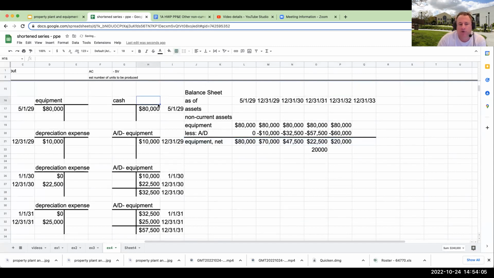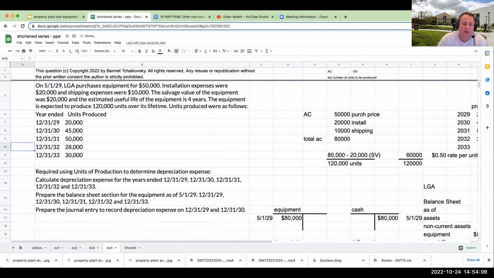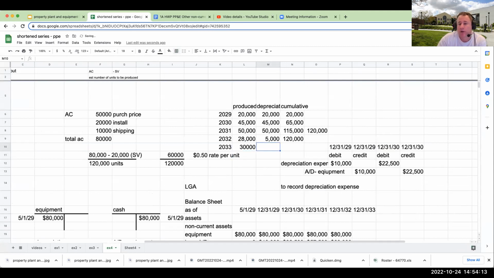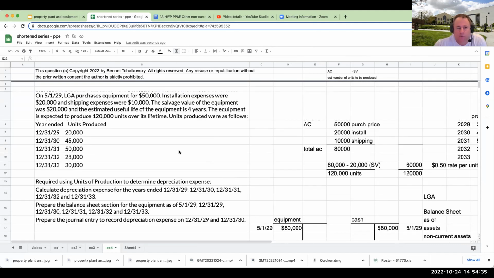Now, of course, over here, for 2033, we had 30,000 produced, which is great. But I'm not going to depreciate any of them because I've already reached my limit. I cannot go beyond salvage value. So for over here, what would the balance sheet look like? It's going to look exactly the same as the previous year because we can no longer continue to depreciate the asset. So when we're dealing with units of production, let's just go over this again.